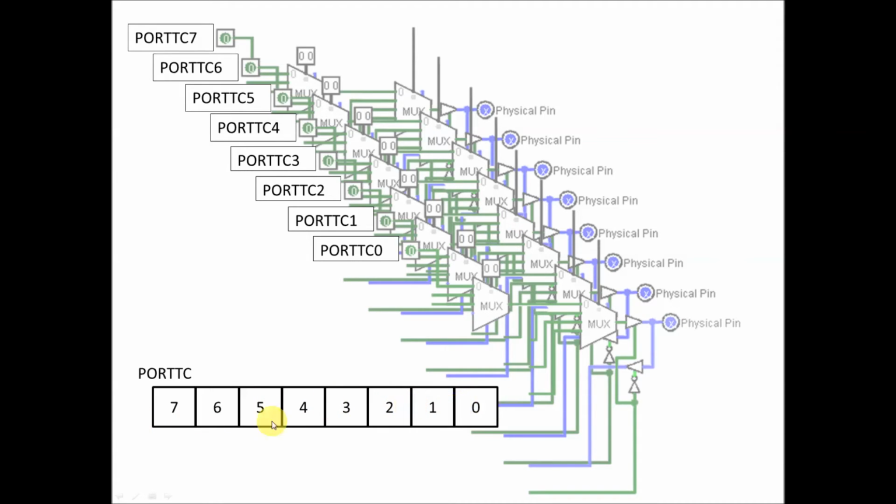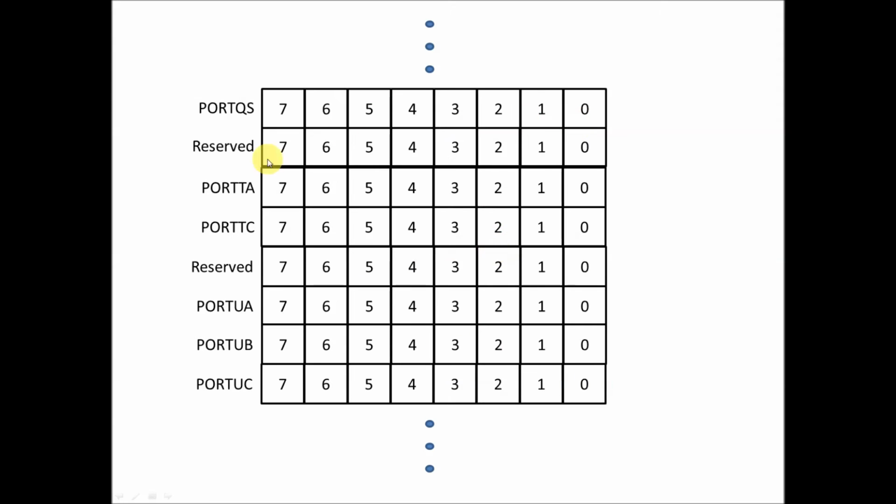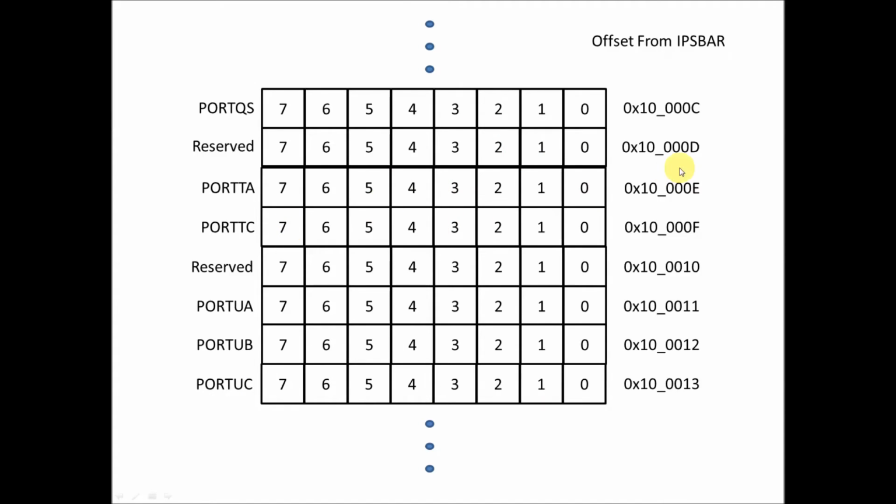Now this byte is part of the overall memory. Port TC is inside of the overall memory system. So if we go up, we see port TA, a reserved byte, and then port QS, and then there's port UA, and all the other ones, and it goes on and on from here. And each of these has a location in memory, and this is offset from IPS bar. And what IPS bar is, basically, is just a register that defines where the peripheral system exists. And we can actually move it around. We don't want to, because that screws with all kinds of things and it's kind of scary.